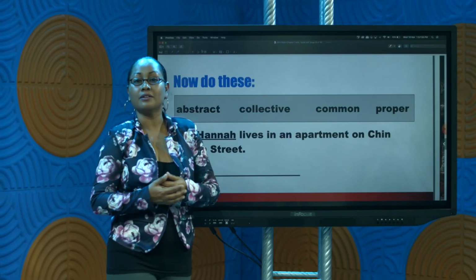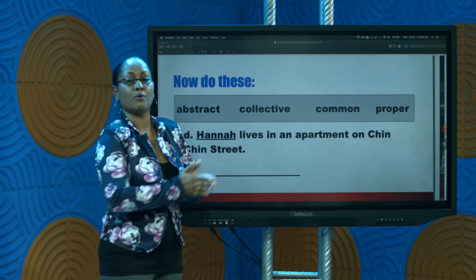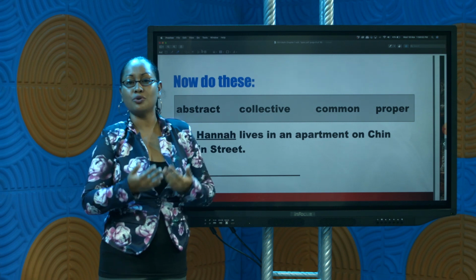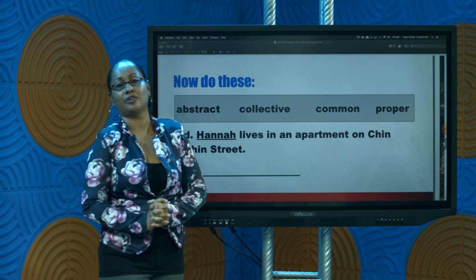We have another type of noun. It's called a proper noun. And we are going to look at our video tutorial that would show you exactly what constitutes a proper noun. So let's take a look.